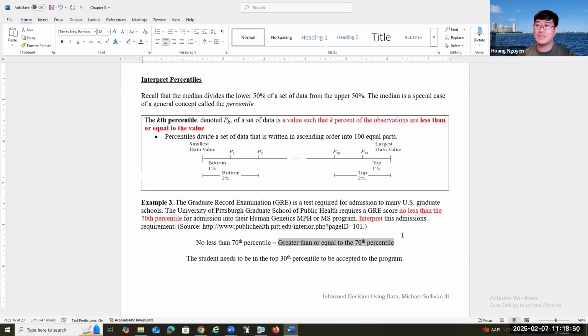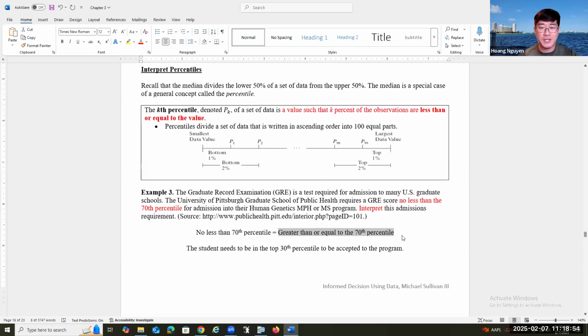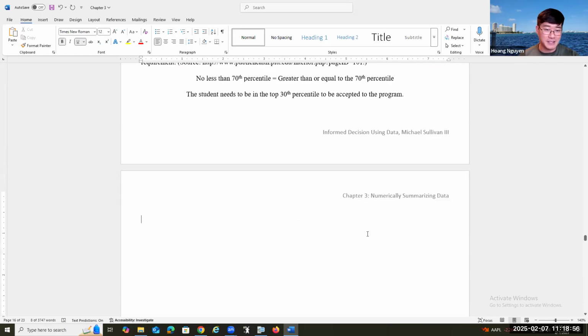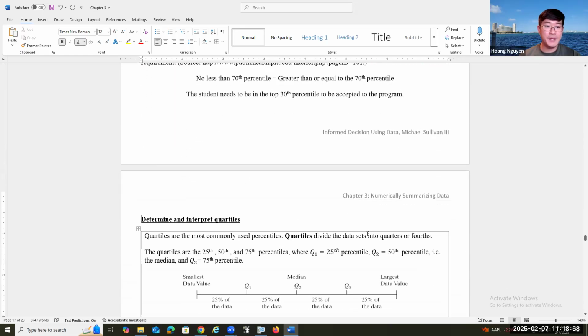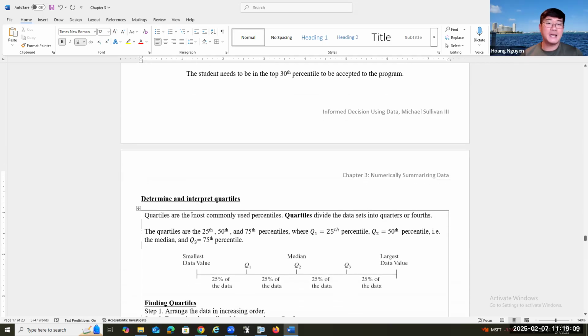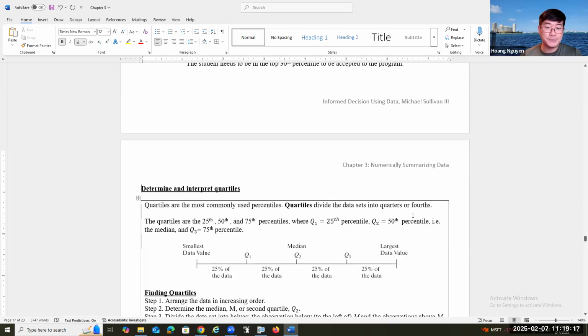After we feel comfortable with percentiles, we're going to look at something related: quartiles. When you hear the term quartile, it looks like quarter, right? It sounds similar. So let's see, are they really related? Quartiles are the most commonly used percentiles. Quartiles divide the data set into quarters, or fourths.